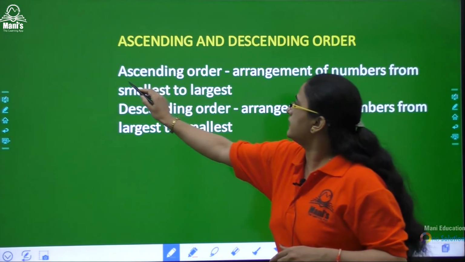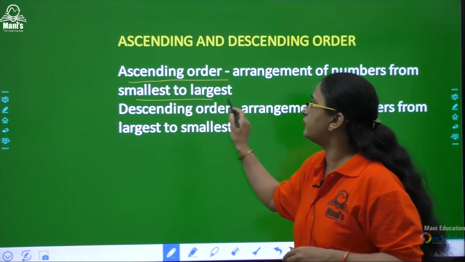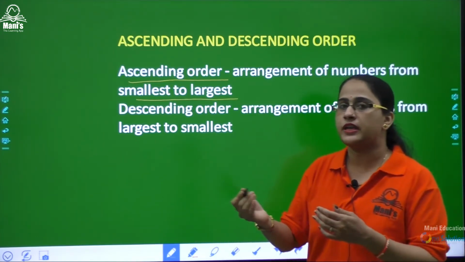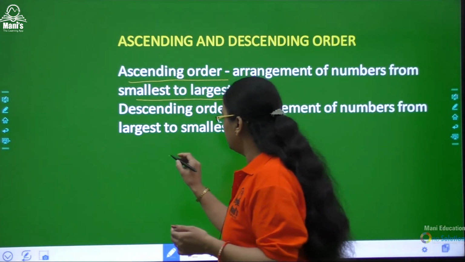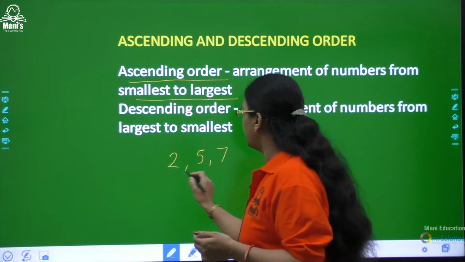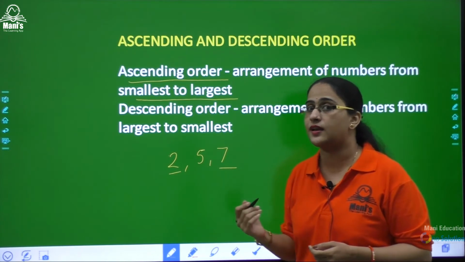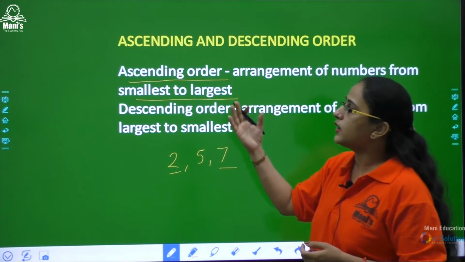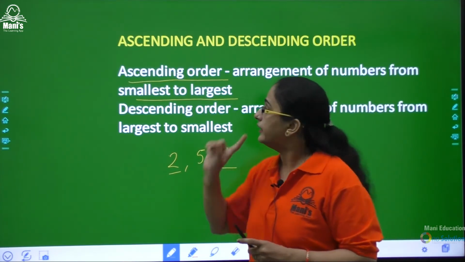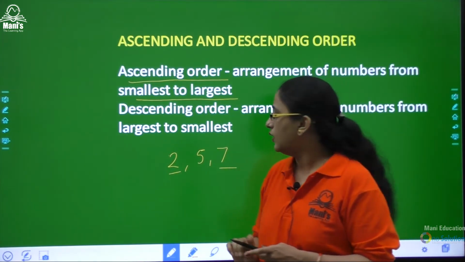So, in ascending order, we arrange the given numbers from smallest to largest. Suppose I am arranging the numbers 2, 5, 7, smaller to larger. This is the ascending order that you have discussed in the junior classes. There you discussed increasing and decreasing numbers. Increasing is the ascending order and decreasing is the descending order. Okay.